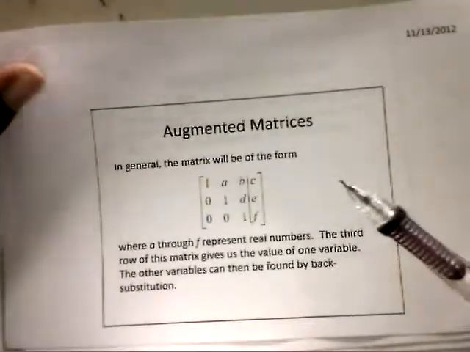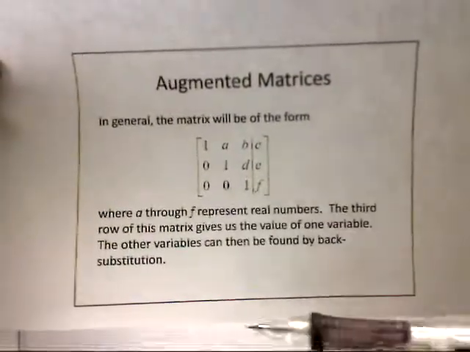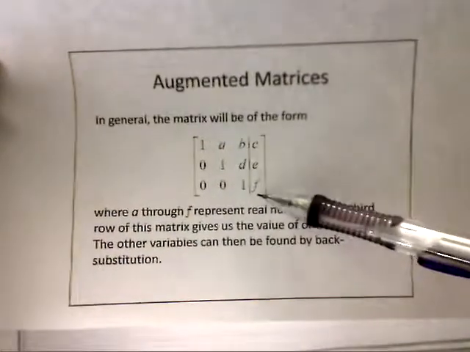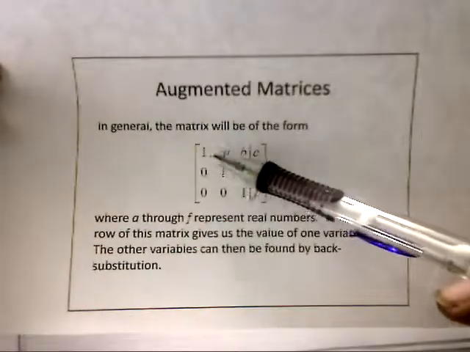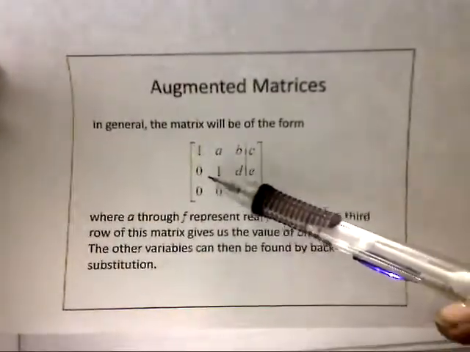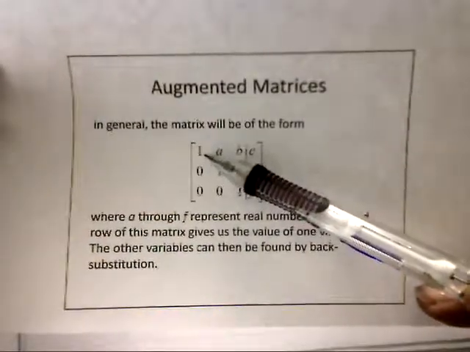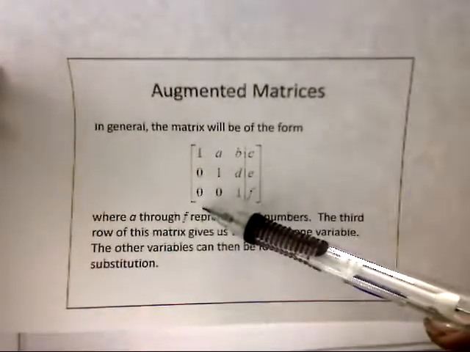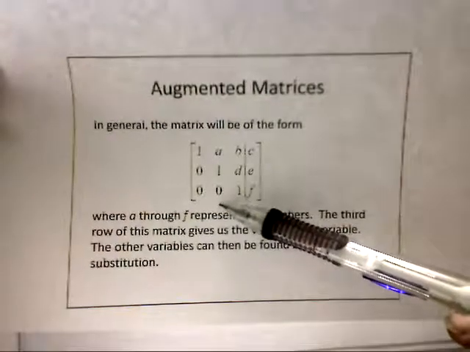Okay, so this is what the matrix will be of this form, where A through F are going to be real numbers. Here, the ones are along the main diagonal from the upper left to the lower right. And there are going to be zeros underneath each of those ones. Because for this one, in the first column, you're going to have 2 zeros here. In the second column, we want the 1 in the center with a 0 below it.